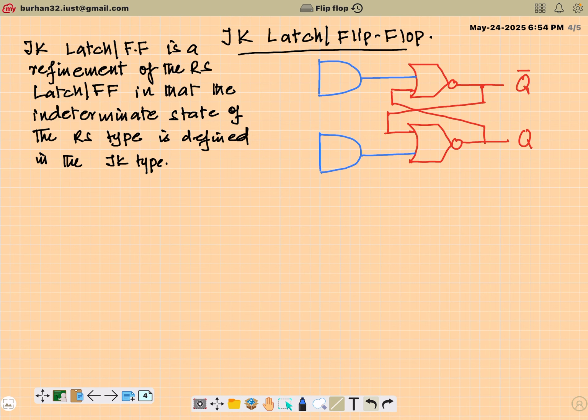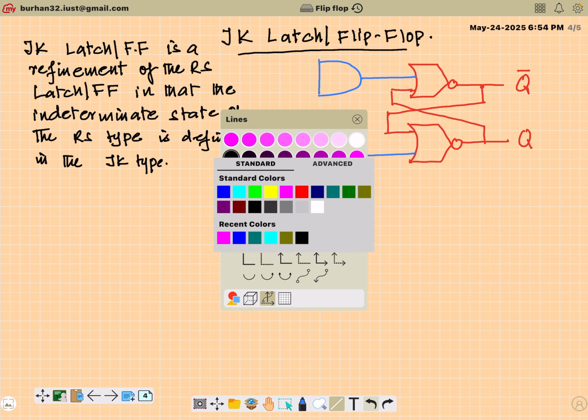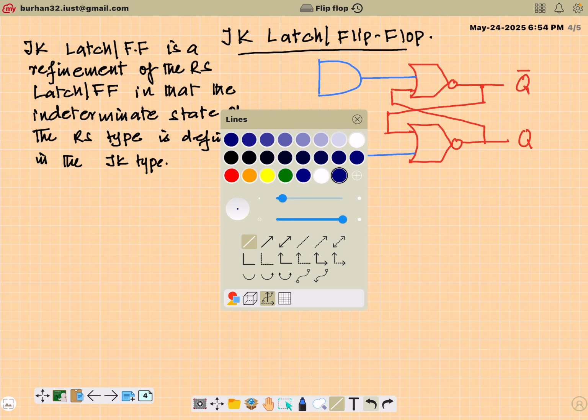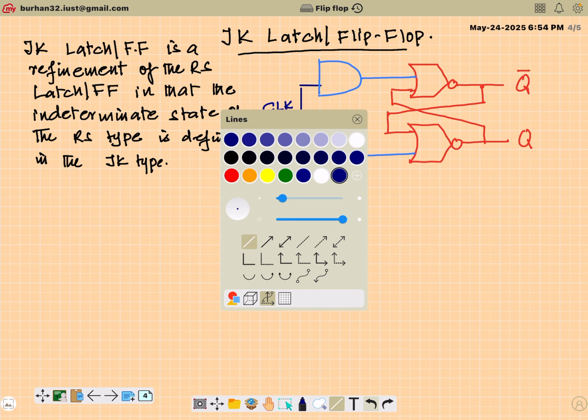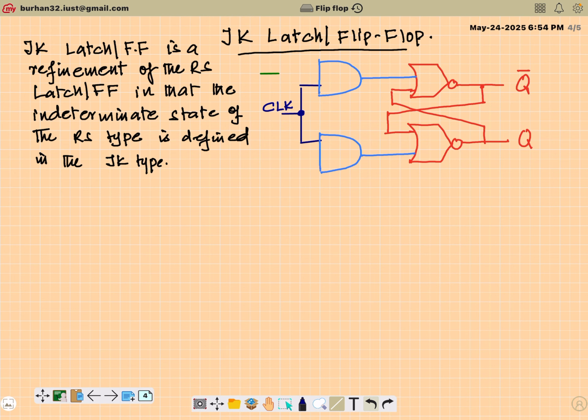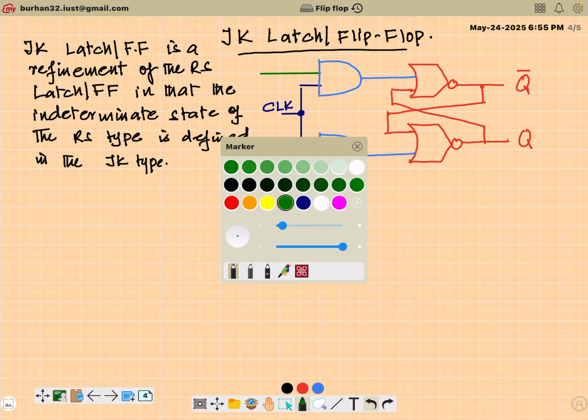Fine. Then just like in the SR latch, where we had a common clock input, it will still persist here. A common input on which we apply the clock. Fine. Then we have the external inputs. Here we call them J and K. Fine, so these are my external inputs.